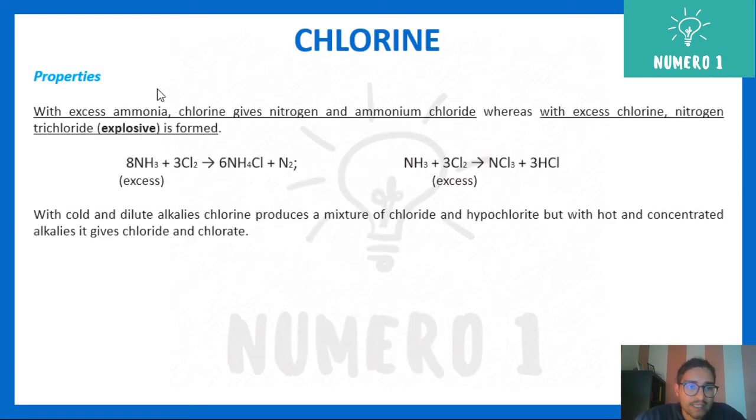Next, with excess of ammonia, chlorine gives nitrogen and ammonium chloride. This is when there is excess of ammonia. Limited amount of chlorine, that is your limiting reagent, you get your nitrogen. Whereas if you have excess of chlorine, nitrogen trichloride, which is an explosive, is formed. So if Cl2 is in excess, this is the final product. Just make a note of this reaction. It could come for your exam.